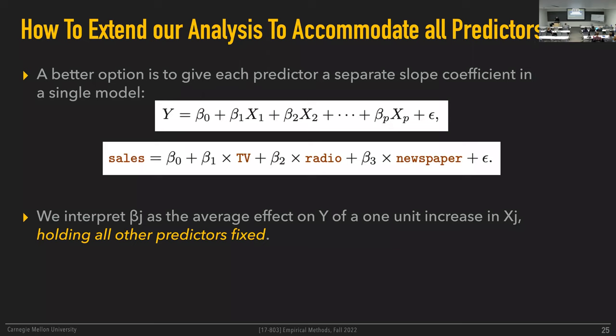And the reason I'm doing this is because these things probably happen concurrently. There's ads playing on the radio while there's ads playing on TV, and while there's ads being published in the newspapers, and so on. So these are not completely separate kinds of channels, right? There's probably some mixing of the effects that these might have on sales, right?